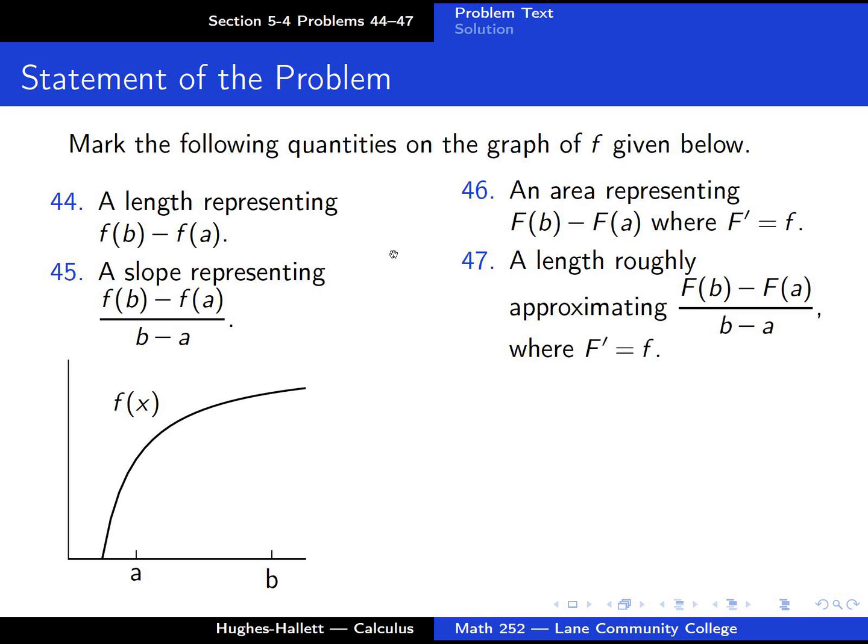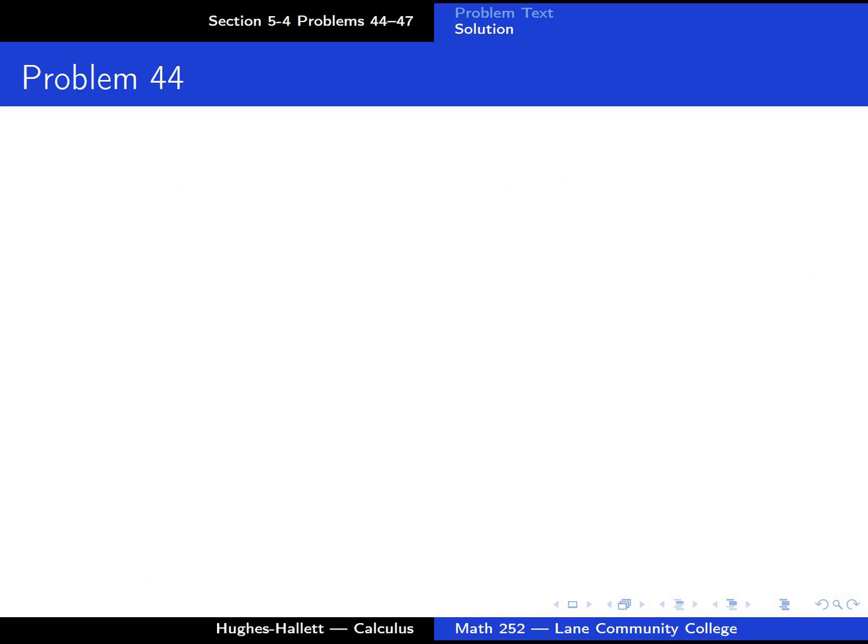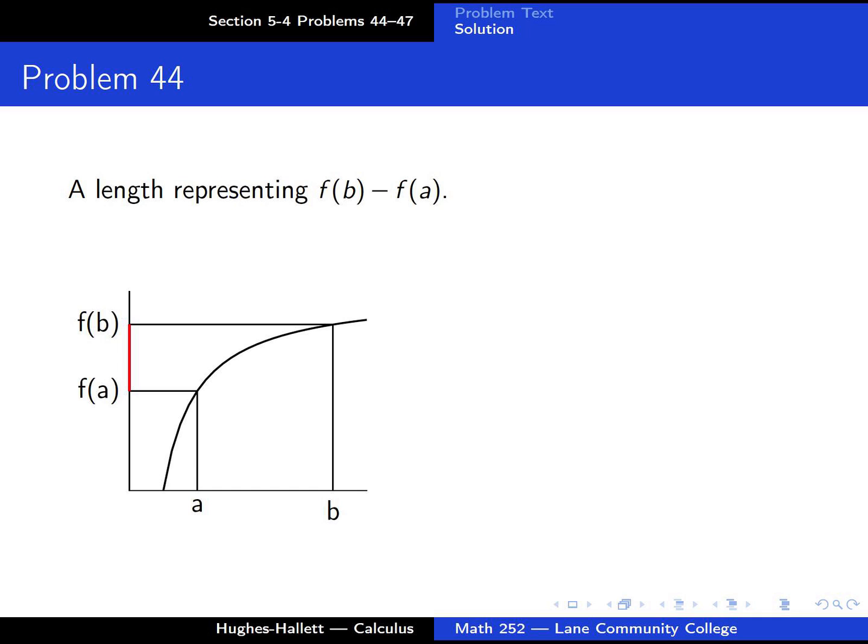Let's start with problem 44, where we're asked to find f of b minus f of a. We're supposed to indicate a length in the graph that represents that number. Here I've drawn a and b, and the heights f of b and f of a, and the vertical red line you see there is the difference between f of b and f of a. It's the distance between f of b and f of a. So there's problem 44.